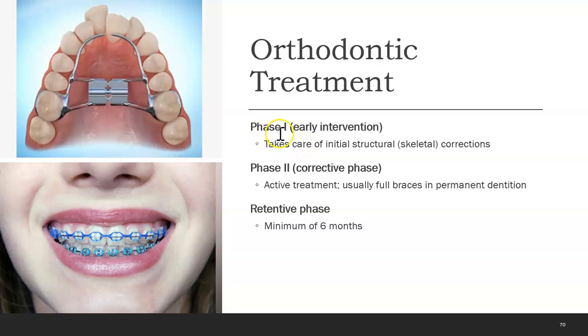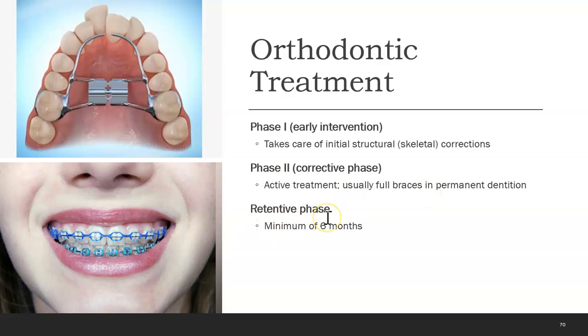they might tell you to do skeletal corrections, and skeletal corrections are correcting the bone. So your mandible might be too small, your mandible might be too big, so they have ways to help with that. So you're doing skeletal corrections. And in phase 2, this is probably when all your teeth are in, your permanent dentition are in. That's when you get your full braces, and this is your active treatment.